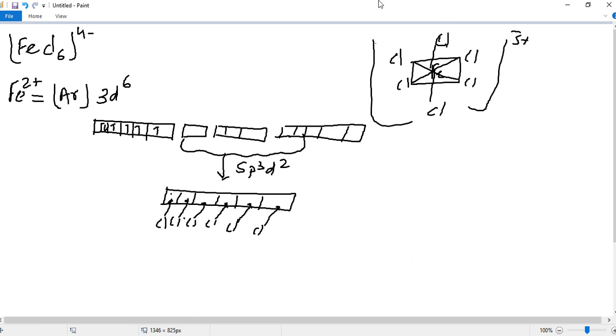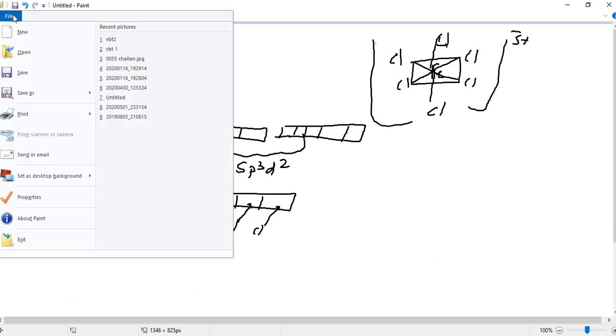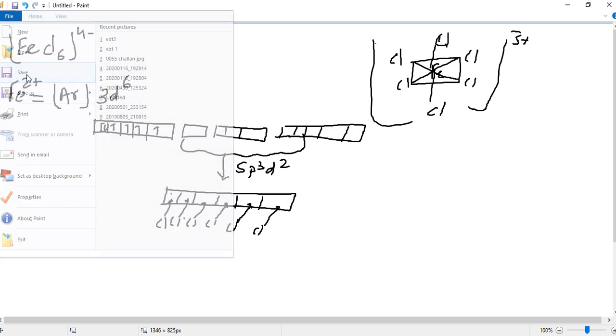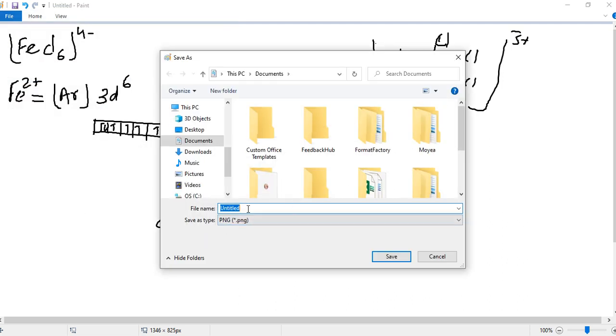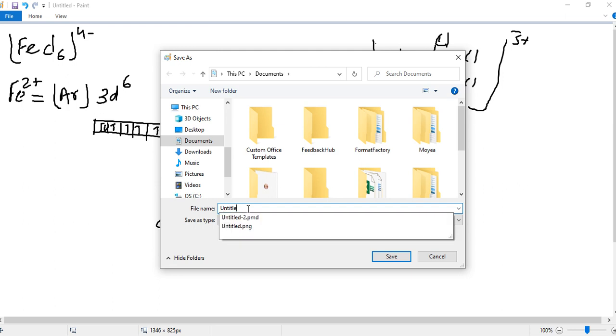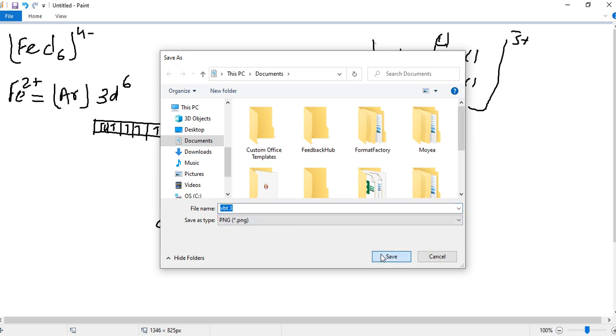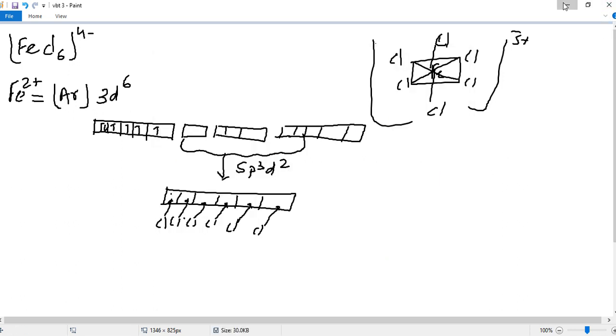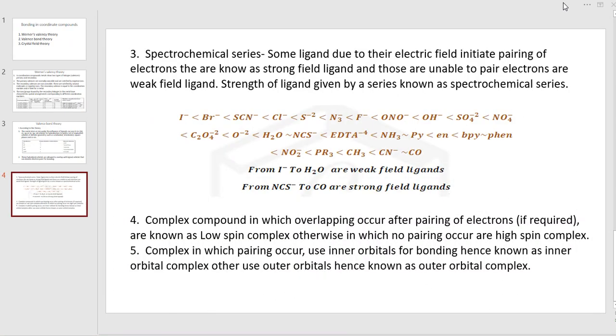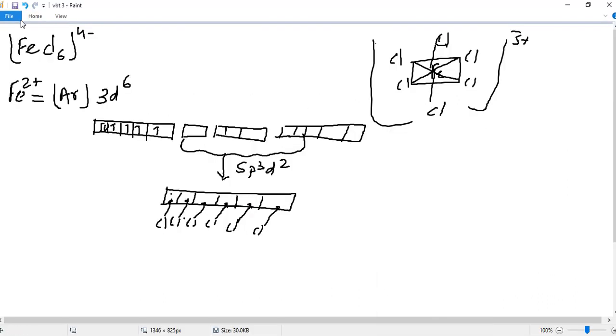Right. What would happen in case of VBT? What would happen in case strong field ligand will be a part of complex? अगर strong field ligand complex का part होगा तब क्या होगा. For example, here we are going with one more example.